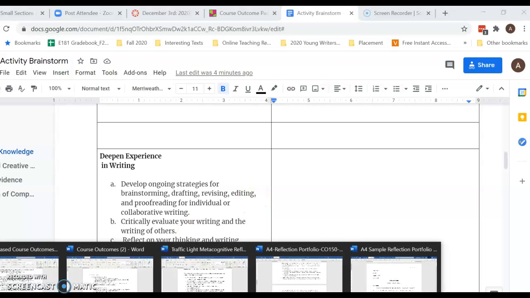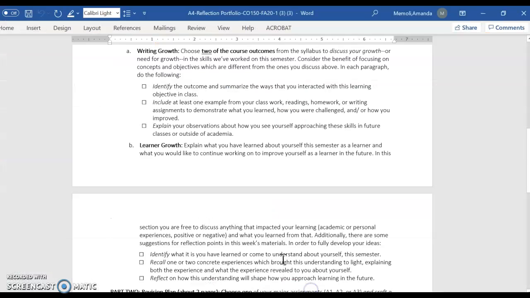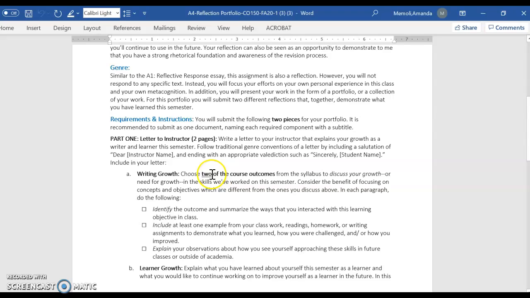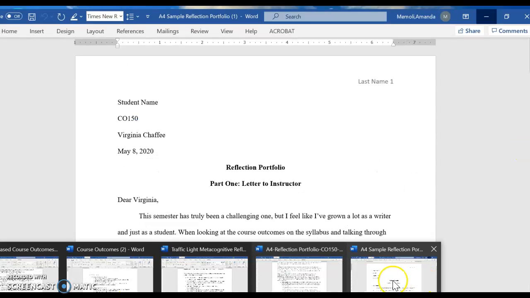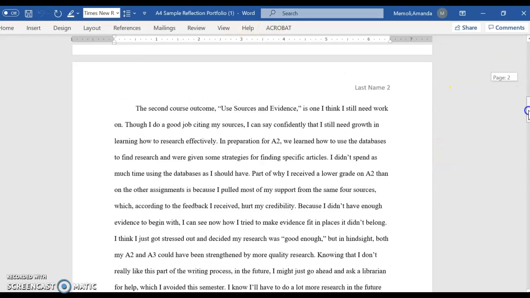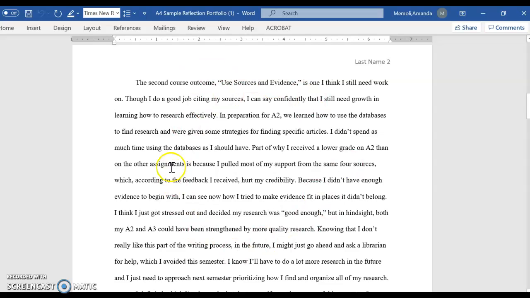And just so that you can be reminded of how all of this ties together, what you are doing in your writer growth section is you are picking two of the course outcomes, meaning two of those lowercase letter lines, right? You're identifying it, you're including at least one example from your classwork that relates to it, and you're explaining how it impacts the way you will approach it in the future. You also have a strong example, and the first two paragraphs here demonstrate how this can be done effectively.